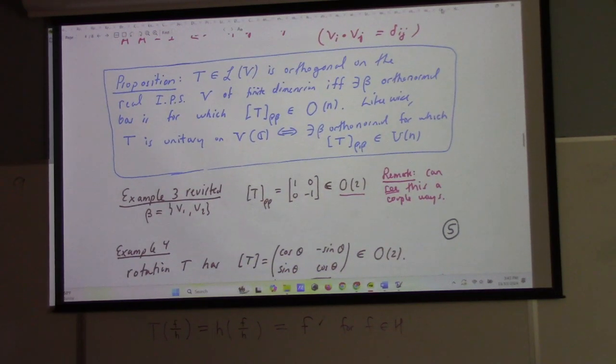And if we go back and look at our previous example, it's easy to see. Example 3 revisited, we had basis beta, v1, v2, and the matrix was 1, 0, 0, minus 1. That is clearly an orthogonal matrix. There are 2 ways you could see this. The one way is simply to calculate this matrix transpose times itself, and you'll get the identity matrix, because when you multiply diagonal matrices, you multiply the diagonals. So 1 times 1 is 1, and minus 1 times minus 1 is 1. On the other hand, if I look at the columns, they form an orthonormal set, right?